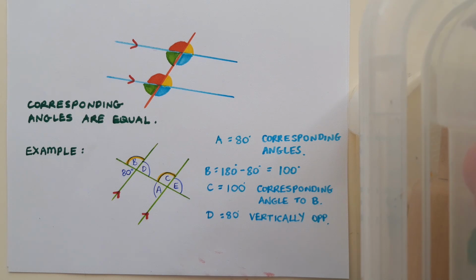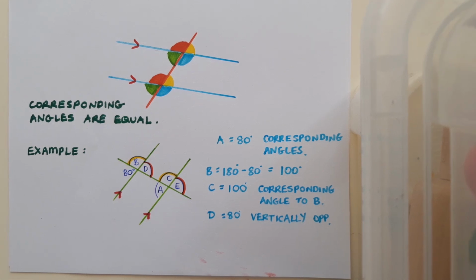And lastly, here's the angle E. Can you identify which other angle in the diagram is the corresponding angle for E? D and E are corresponding angles. This means that I know they must be the same size.